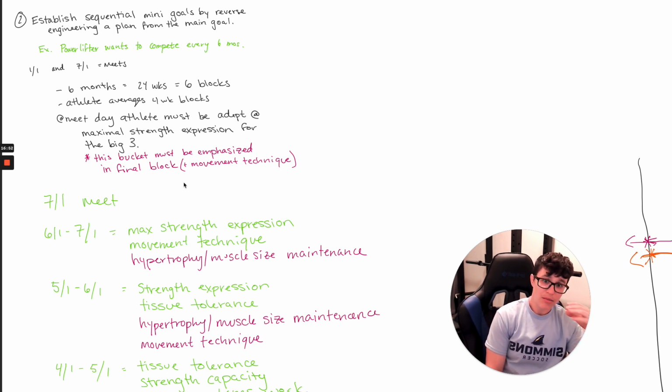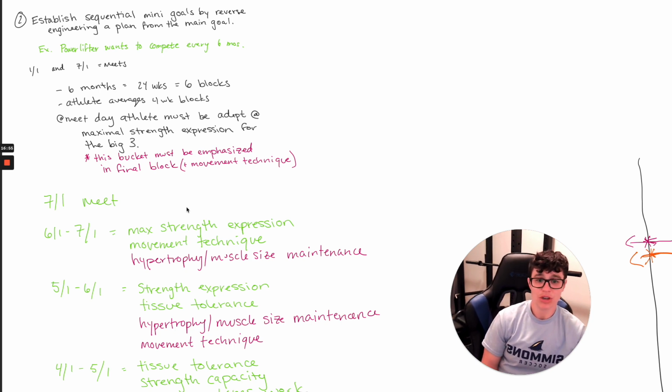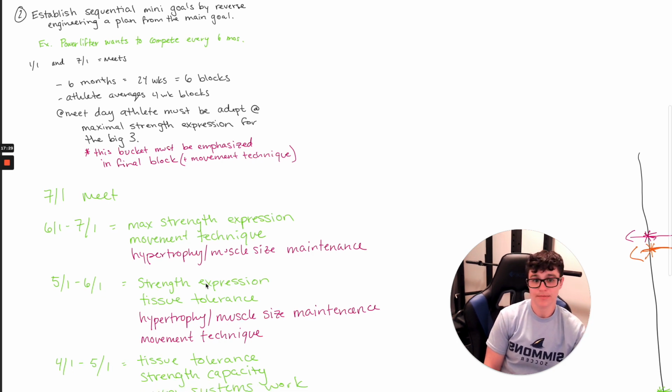Okay, so block number 5, strength expression, tissue tolerance. We're about to put a lot of stress on a lot of tissues in that next and final block. We want to be able to build up some tissue tolerance in muscles and tissues that may start to break down or start to feel a lot of stress, right? Low back, quads, sometimes the shoulders, right? We want to be able to build tissue tolerance in this phase in order to preemptively avoid any sort of issue that we might run into in that max strength expression.